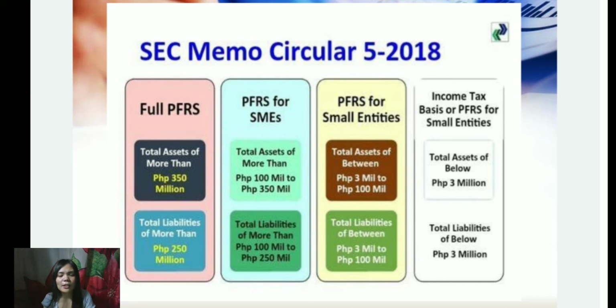Then for the PFRS for small entities, we have total assets of between 3 million to 100 million, and total liabilities of between 3 million to 100 million as well. For the income tax basis, we have total assets of below 3 million and total liabilities of below 3 million as well.